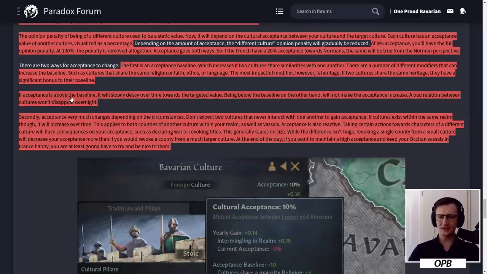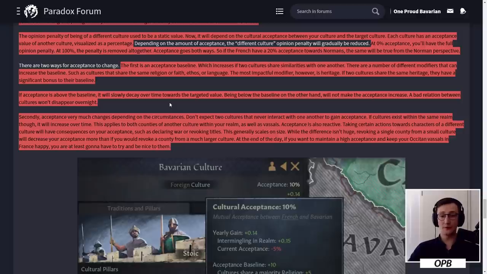If acceptance is above the baseline, it will slowly decay over time towards the targeted value. Being below the baseline, on the other hand, will not make the acceptance increase. A bad relation between cultures won't disappear overnight. So you do want a high baseline because it guarantees that you will always be there unless things go wrong, but if you're below the baseline, you won't get any aid because you're below the baseline for a reason.